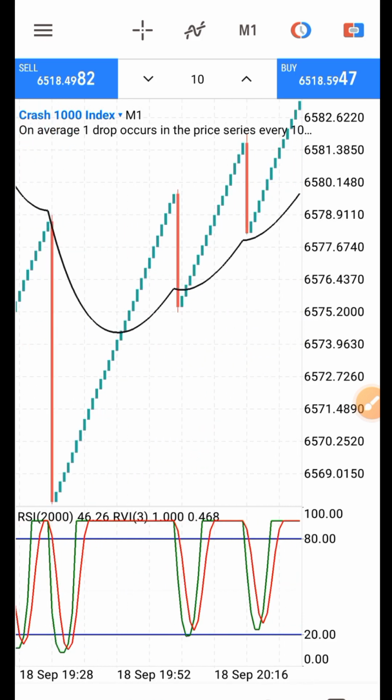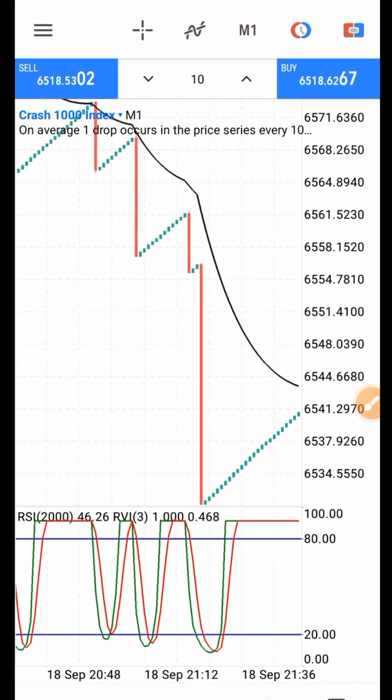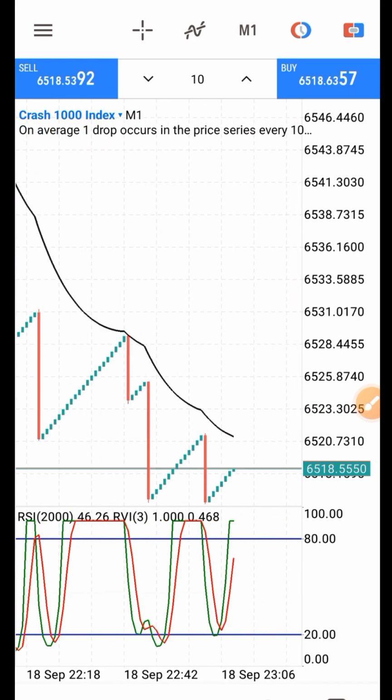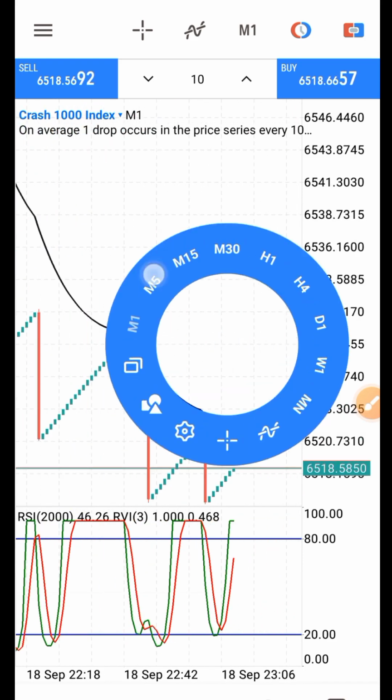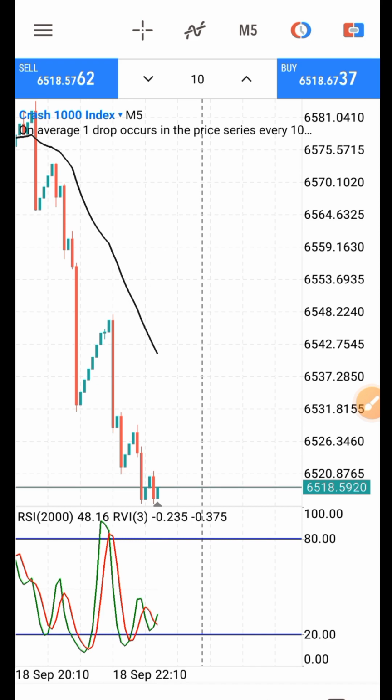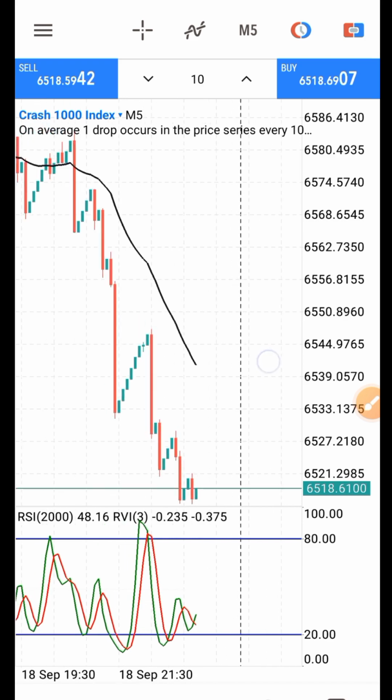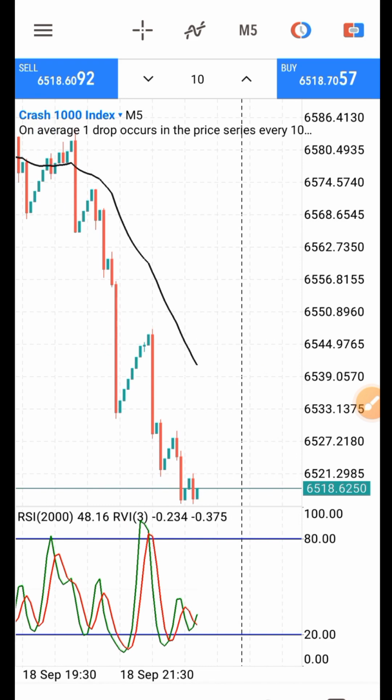So how does this strategy work? You go to 5 minute time frame to dictate what the market is doing. Then you come back to 1 minute time frame for entry. This strategy is very effective on both boom and crash market. So go to M5. What are you looking for in M5? You check when the market is in oversold. We are buying for crash, we are selling for boom. So when the market is oversold already, we are going to buy.